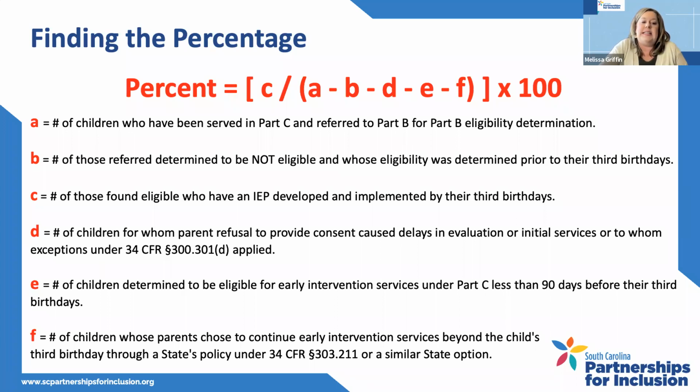And then D is the number of children for whom parent refusal to provide consent caused delays in evaluation. So that is one of those valid exceptions that we talked about. E would be the number of children determined to be eligible for early intervention services less than 90 days, another one of the exceptions we talked about. And then F is parents who choose either to not proceed with school services or proceed with another type of program.